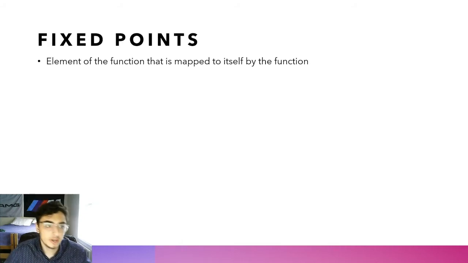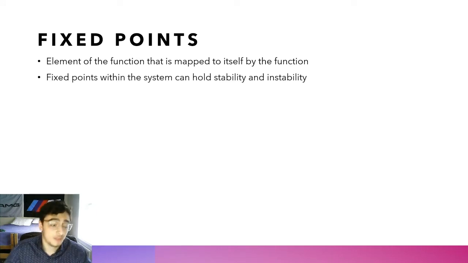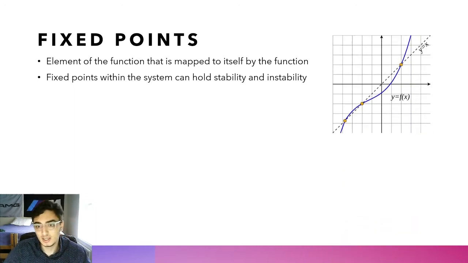Now we'll get a little bit into fixed points and how those work. A fixed point is an element of the function that is mapped to itself by the function. And a fixed point within the system can hold stability or instability. So essentially, in a 2D system, as shown in the figure to the right, fixed points can be when the functions intersect or when the functions are at 0. It all depends on the specific system. But the important part about this is the stability and instability. The stability and instability changes the way that the trajectories act within the plane.